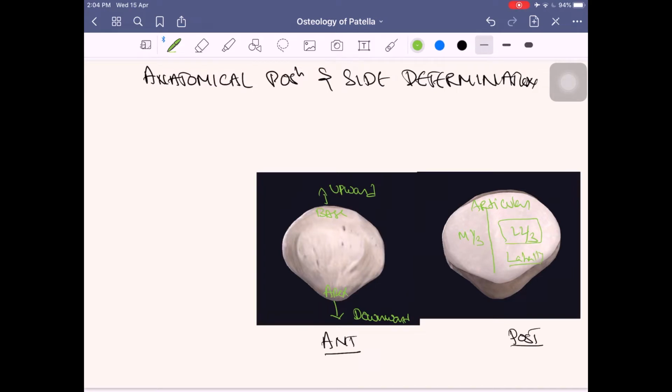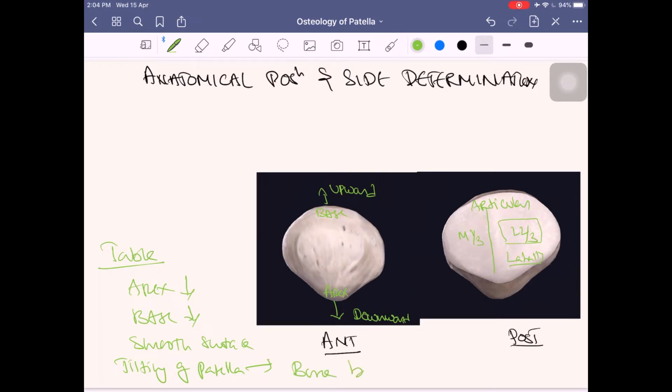So when you put all these things in position, if you keep the patella on any table with the apex downward and base upward and smooth surface behind, you will notice that the patella will tilt. So there will be tilting of patella if you do this. So patella will tilt to one side. Whichever side it is tilting, bone belongs to that side of tilt. And we know the bone will tilt towards your large lateral 2/3 area because this area has more support. So the bone belongs to the side to which the patella tilts. So this is your anatomical position and side determination.